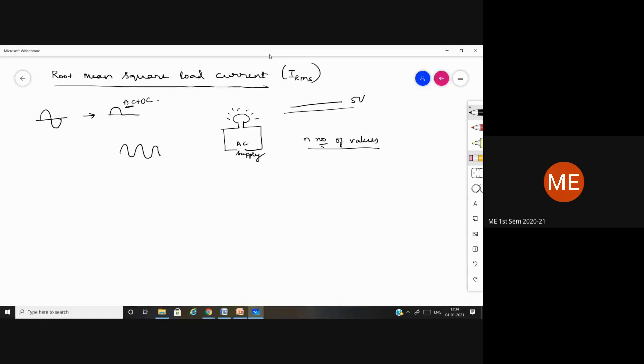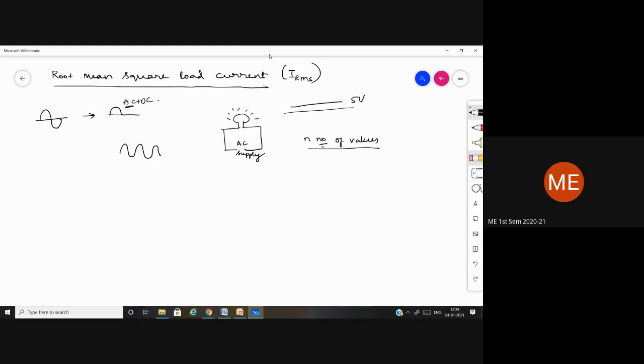Average means it gives you some base. On an average, this will be the thing. On an average, this much we walk. On an average, this much we eat. Right? So it gives a kind of threshold. That threshold for the average current of an AC signal is known as root mean square load current.